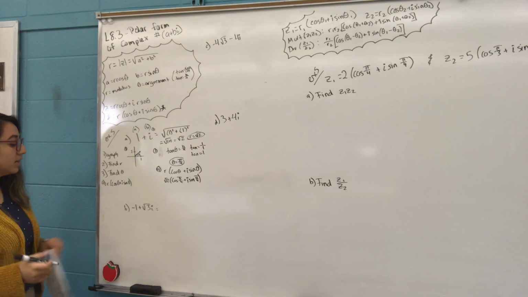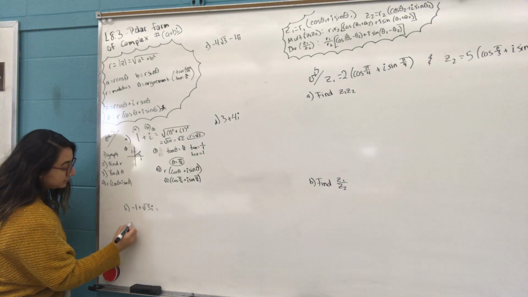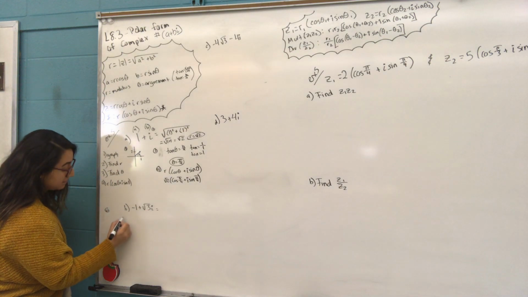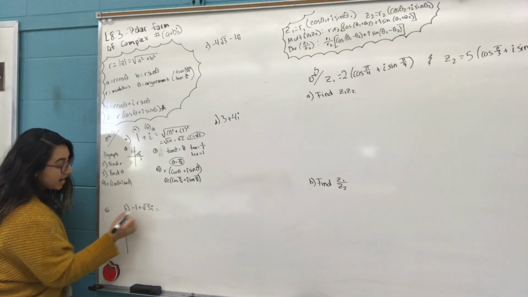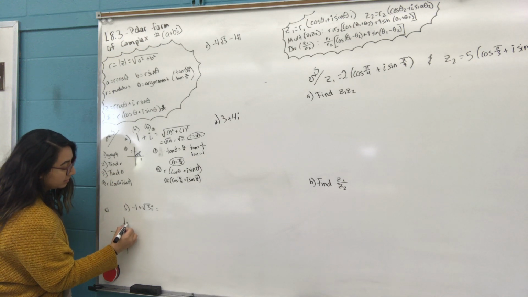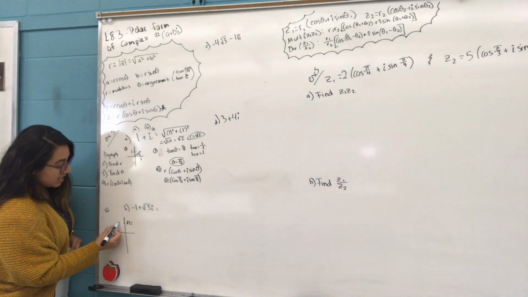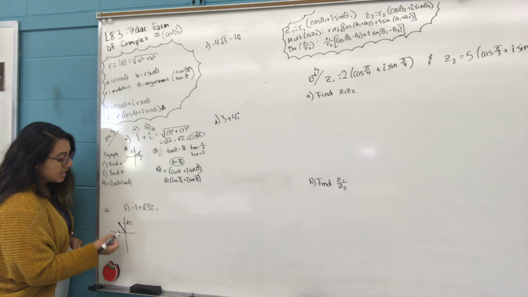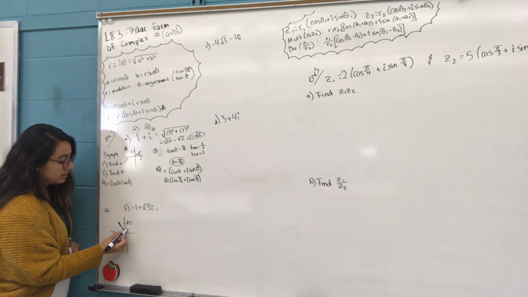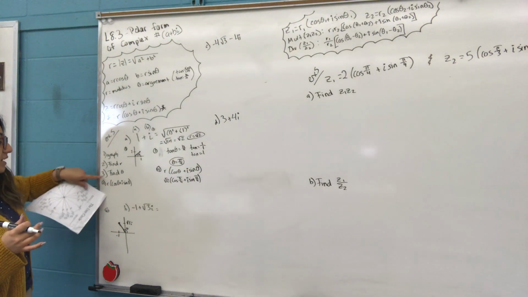Next one, negative 1 plus radical 3i. First thing, graph it. So I'm going to graph it over here. Negative 1 is over here, and positive radical 3i should be over here. It doesn't have to be exact, you just want the numbers there. When we graph it, we're going to have something like this. What this tells us is it's going to be an angle in the second quadrant, so we can keep that in mind when we're finding step 3.